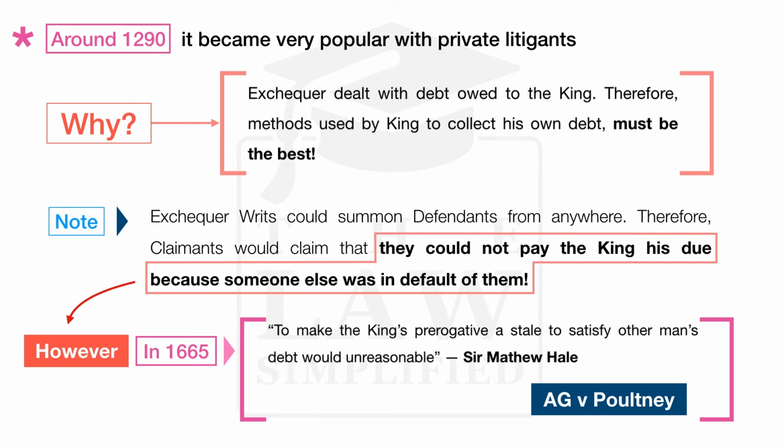But many private litigants tried to come in through that particular route, primarily because Exchequer was meant to deal with money owed to the king or debts owed to the king. Therefore, the methods used by the Exchequer to collect such money must be the best. The king will only sanction those things which are the utmost in terms of what's available at the time. So the private litigants themselves wanted that.